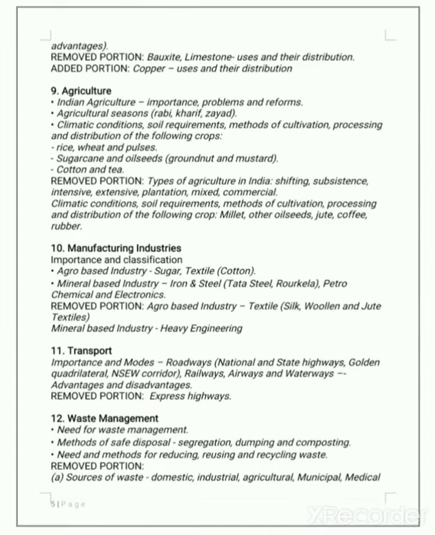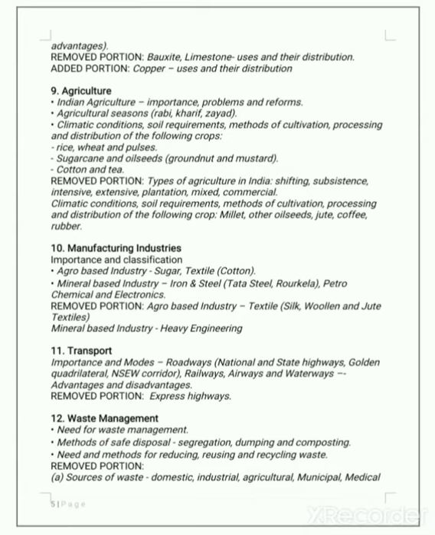Now let us move on to the next chapter. The name of the next chapter is waste and management. Here you are supposed to study the need for waste management, the methods of safe disposal, and under that you are supposed to know the three methods of safe disposal: segregation, dumping and composting. And you are also supposed to study need and methods for reducing, reusing and recycling waste.